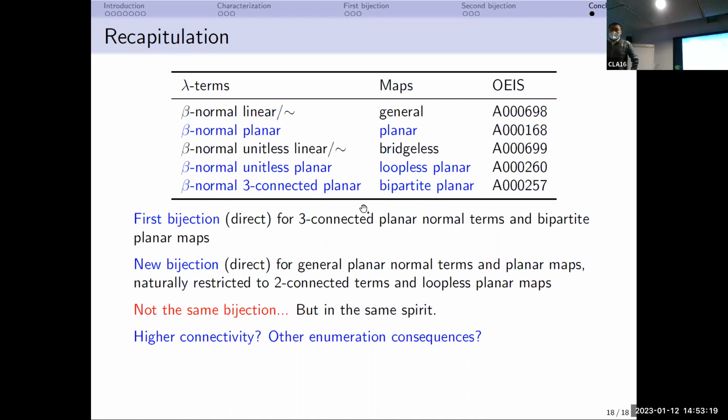Okay. And now, of course, we can try to explore other enumeration consequences of these bijections, and we can also try to look at higher connectivity. But it would be hard work. Two-connectedness takes 2 lines. Three-connectedness takes 2 pages. If we look at 4-connectedness, it would be, well, 10 pages, I don't know, but maybe we can look at it. So thank you very much for your attention.